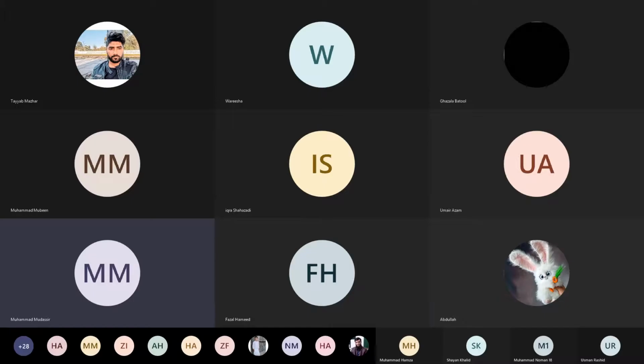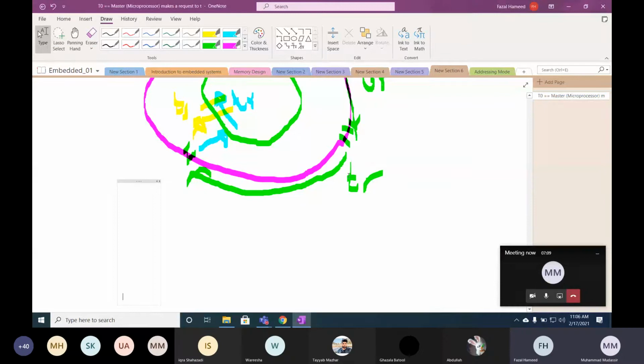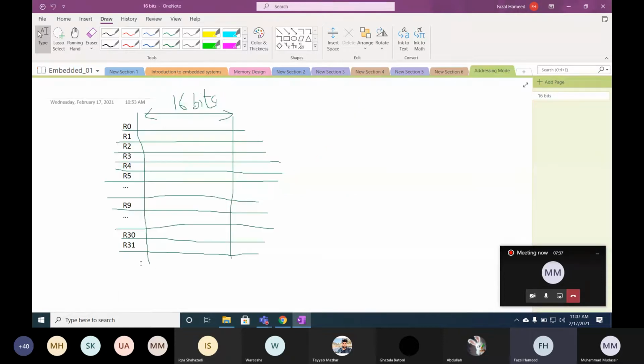आज ये टॉपिक पढ़ना है। ठीक है. Okay, so today we will study how we want to connect a microprocessor with memory. ठीक है. How the microprocessor will retrieve the data from memory, how the data will be stored in memory, and how you can access the data from memory. And we will study different types of addressing modes. So the topic of our today's lecture is addressing mode.